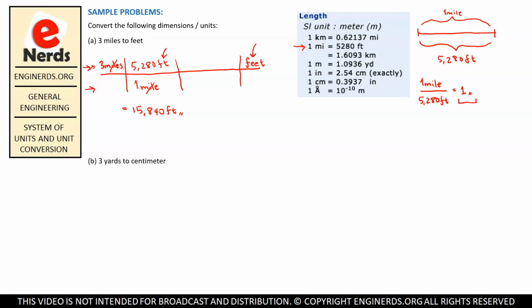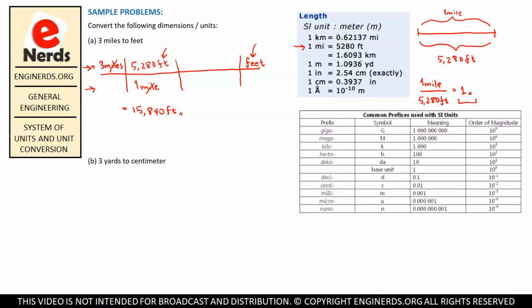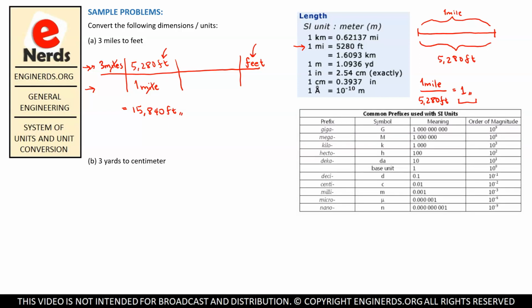Then, next question, we have 3 yards to centimeters. So, pareho pa rin unit length. So, the same pa rin yung gagamitin natin conversion factor. Pero, meron tayong centimeter dito, no? So, gagamitin natin tong table natin ng prefixes. Okay, so let's begin. Ang given natin is 3 yards. And then, ang gusto nating makuha is yung unit na centimeter. Okay? So, dito sa ating conversion table, we can see that we have here 1 meter is equal to 1.0936 yard. So, para ma-cancel yung yard natin, ilalagay natin siya sa denominator. So, 1.0936 yard. Numerator natin is 1 meter.